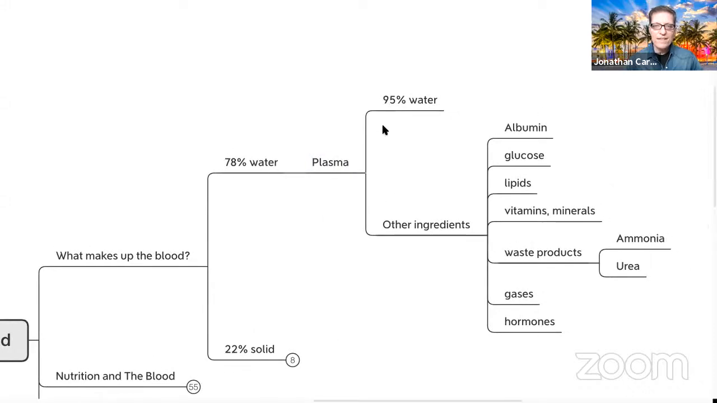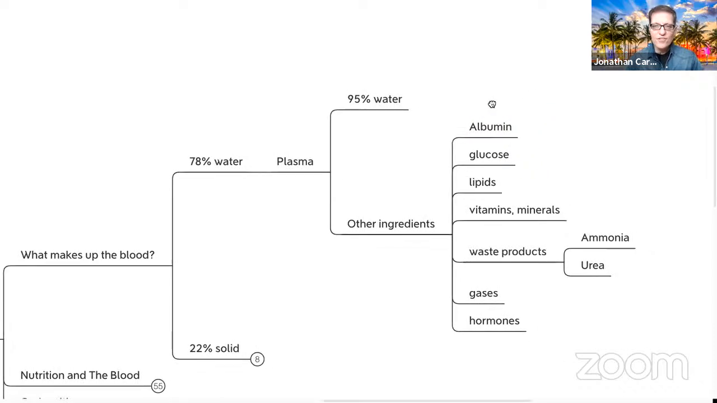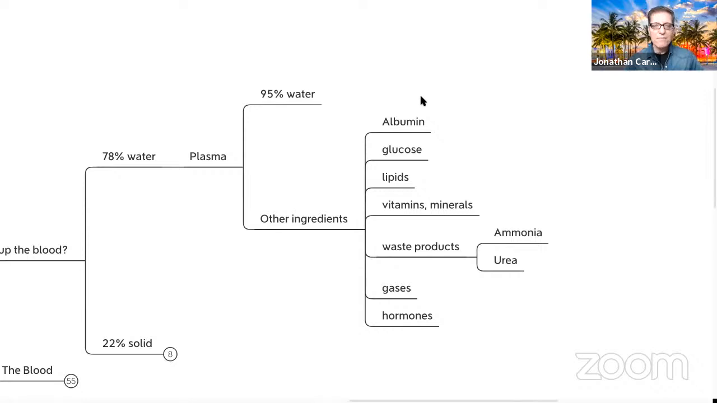And in the plasma, that's 95% water and other ingredients like albumin, which is basically protein, and is a general indicator of protein status in the body when we're checking blood in medicine. Blood sugar, glucose, lipids, fats, vitamins, minerals, waste products like ammonia and urea. We'll talk about those a little bit afterwards.